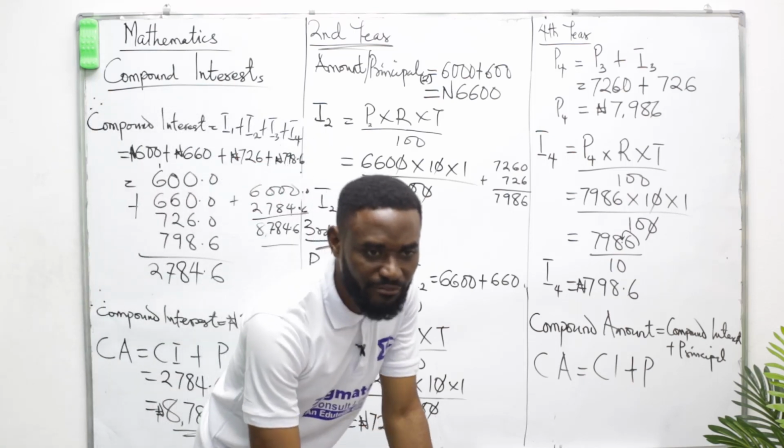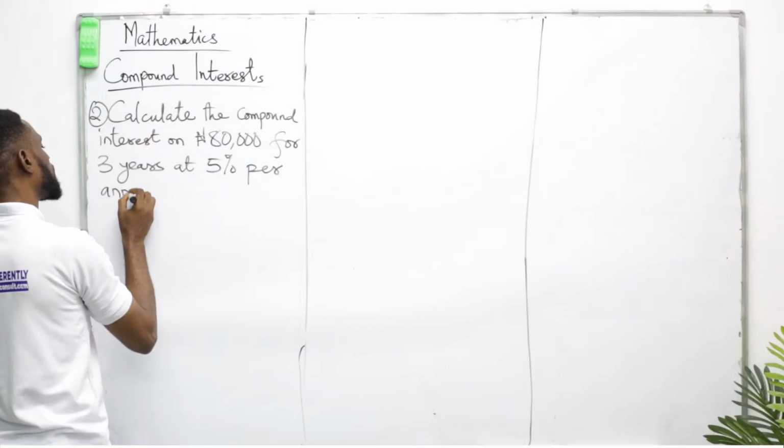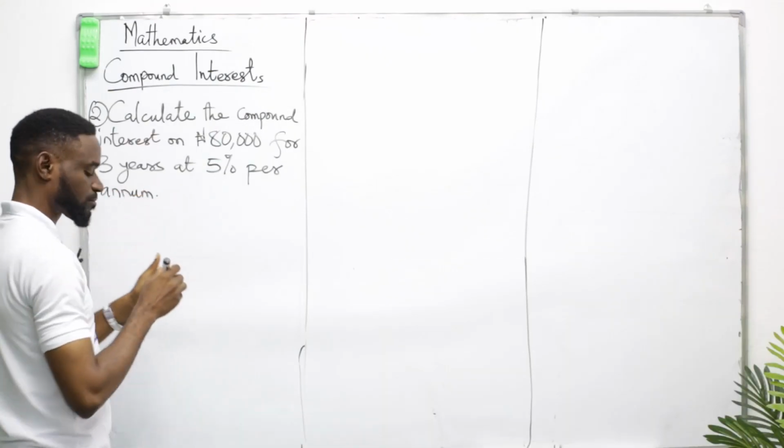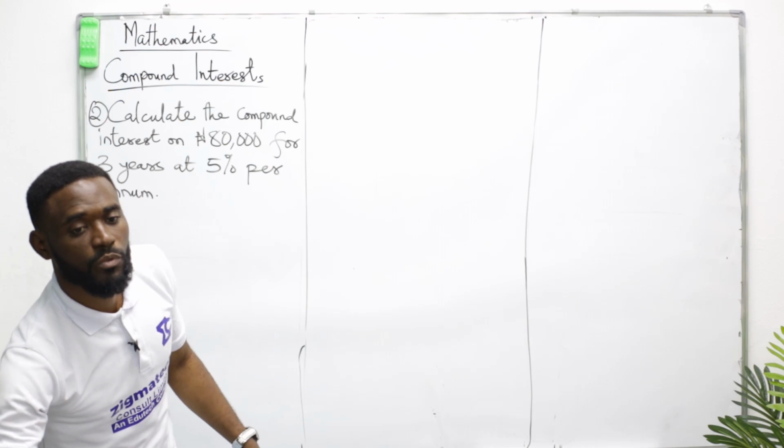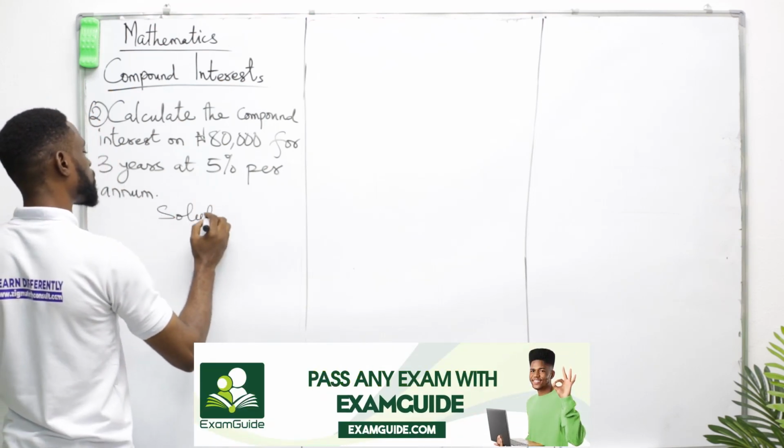So the next thing we have here is: calculate the compound interest on 80,000 naira for 3 years at 5% per annum. So let's look at this quickly. Solution.